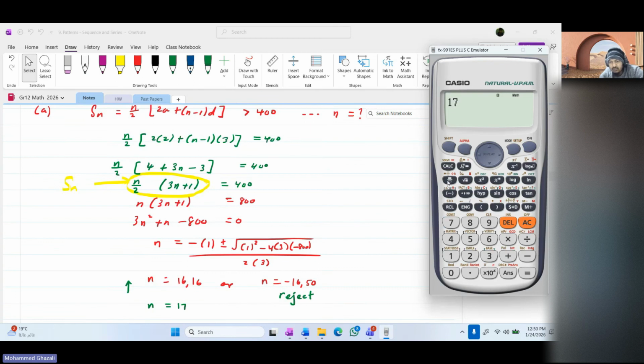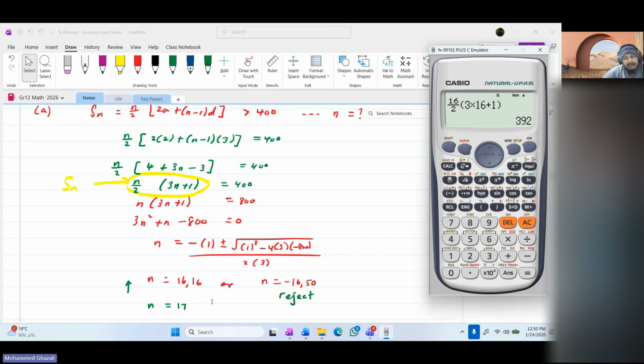So we're going to go 17 over 2 into what it was, 3n. So 3 times 17, 3 times 17 plus 1. That's your Sn formula, compared with 400. I'm checking if the answer is greater than 400, right? Yes, this is 442. But now what if I change that into 16? 392. So you can clearly see 16 does not work.